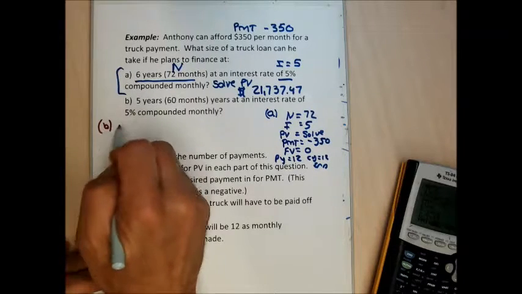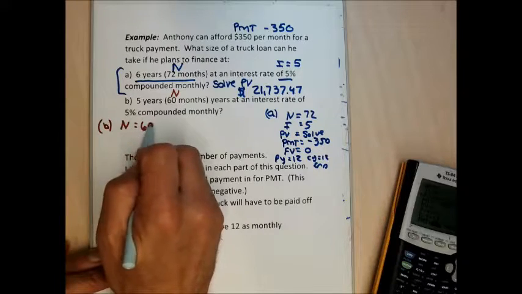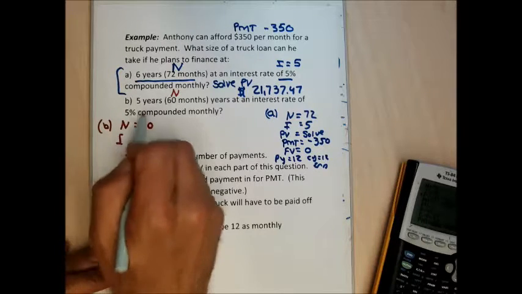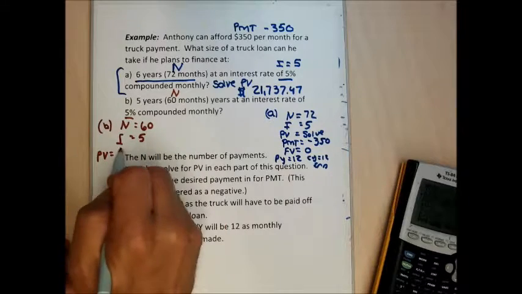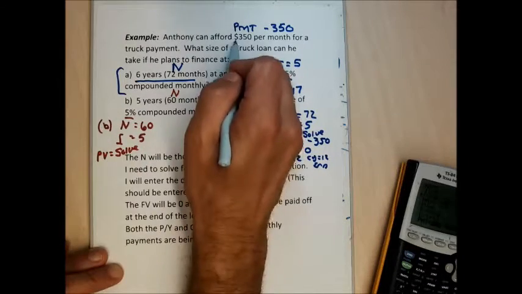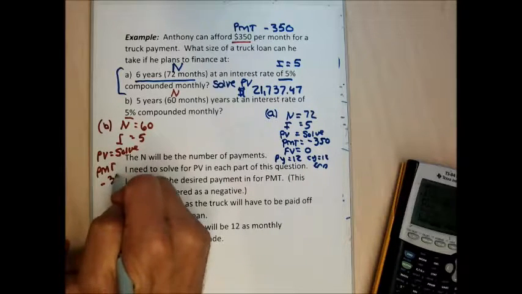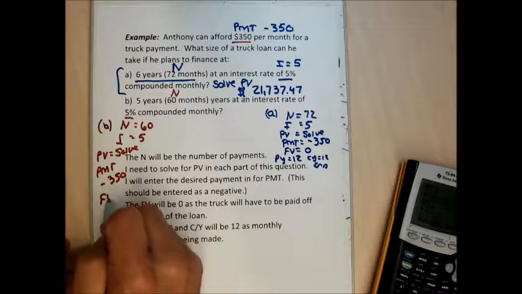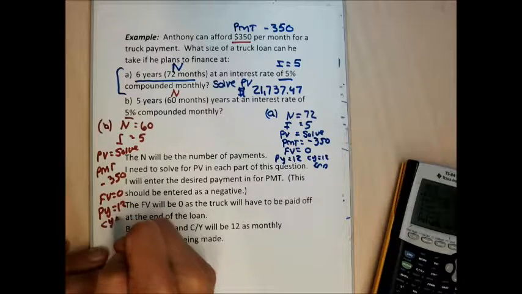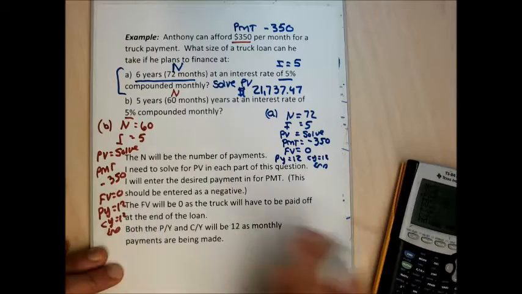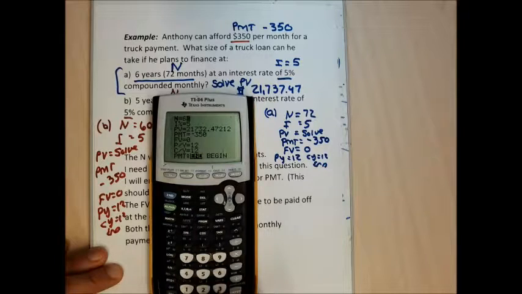For part B, his N is going to be the number of payments, which is 60. His I is still going to be this 5%. His PV is what we're solving for. He still wants to pay $350 a month, so his PMT is going to be negative $350. And then for car problems, the FV is 0, the PY and the CY are 12, and I leave my calculator on END. So to do part B, I change the N to 60.